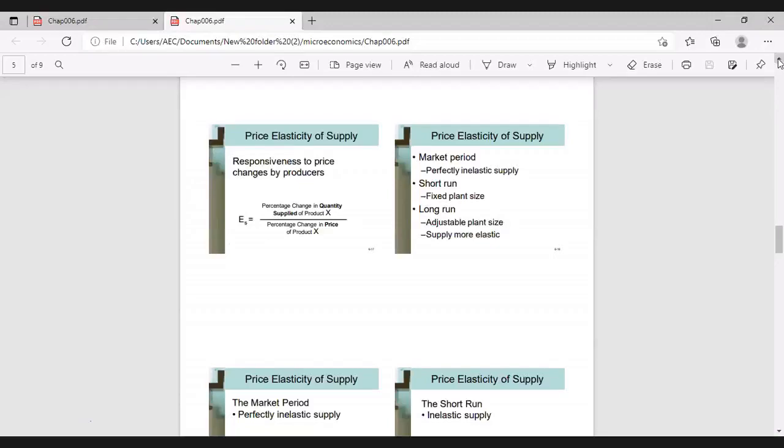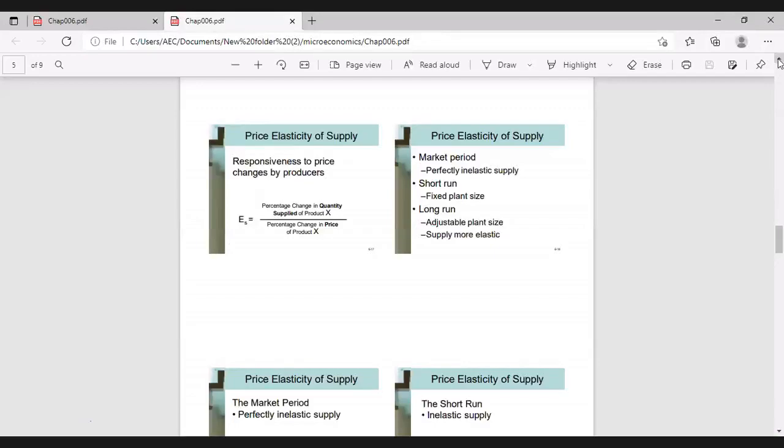So for all crops, he has to use land, labor, fertilizer, pesticide. So these are the resources. Like other manufacturing firms also produce different products. So how easily the producer can shift the resources among alternatives determines the price elasticity of supply.